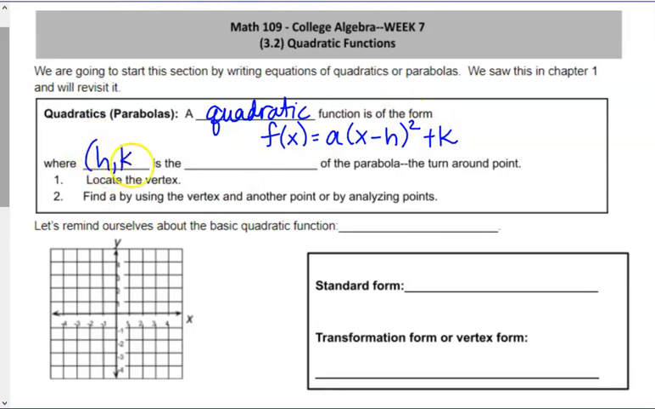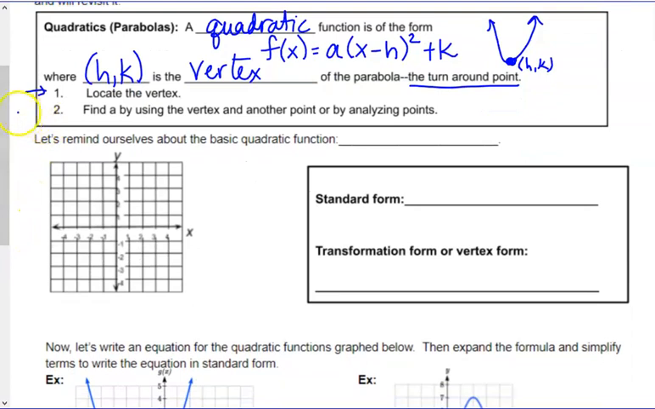Now, we are going to designate (h, k) as the vertex of our quadratic function, and basically that's just the turnaround point of that parabola. So a parabola looks like this. The vertex is this guy down here, that is (h, k). We first want to locate that vertex, and then we're going to find a by using the vertex and another point, or by analyzing points, in order to write the equation of a quadratic function.